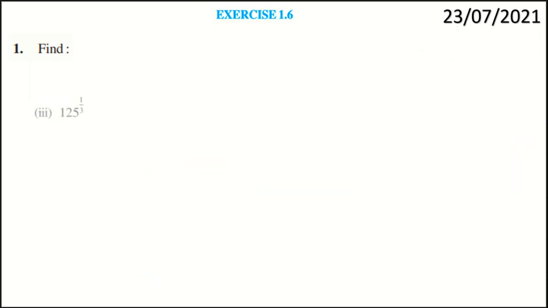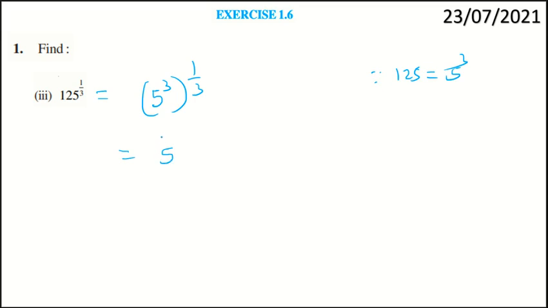Then sub question number 3, 125 raised to the power 1 by 3. 125 is 5 cube. 5 cube whole power 1 by 3, you know, 125 is 5 cube. Now 5 cube whole power 1 by 3 can be written as 5 to the power 3 into 1 by 3 using a power m whole power n is a power m into n. Now 3 into 1 by 3 is 1, so 5 raised to the power 1. 5 raised to the power 1 is 5 only.